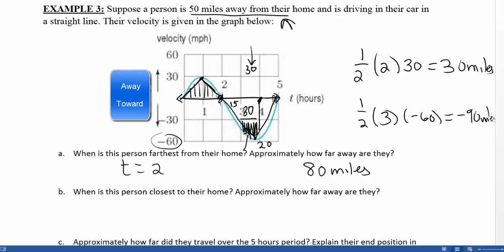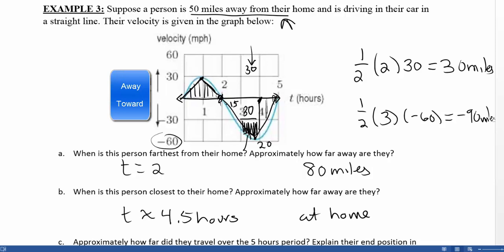So sometime between 4 and 5 hours, I should hit 80, because I know I'm about 65 at time equals 4, and therefore between 65 and 90, I would have had to reach my home, or that -80 mark. So I'm going to say they're closest to home at time approximately 4.5 hours. And at that point, they are at home.